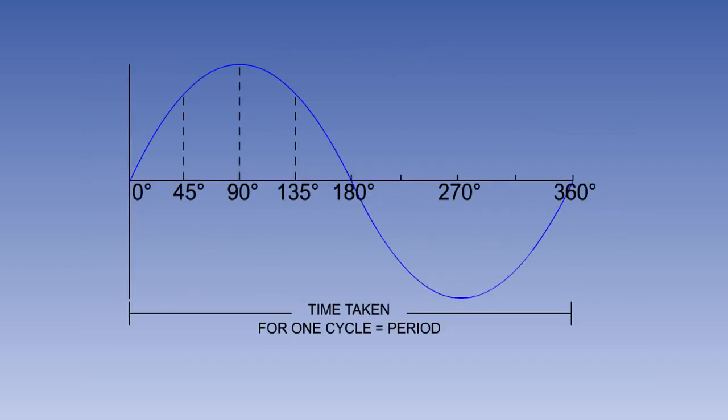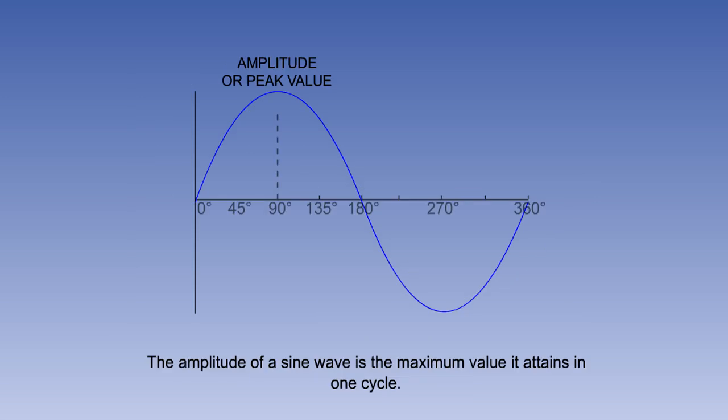The period is the time it takes for one cycle to occur. It is the reciprocal of the frequency. The period in seconds equals 1 over the frequency. The amplitude or peak value is the maximum value attained in one cycle.